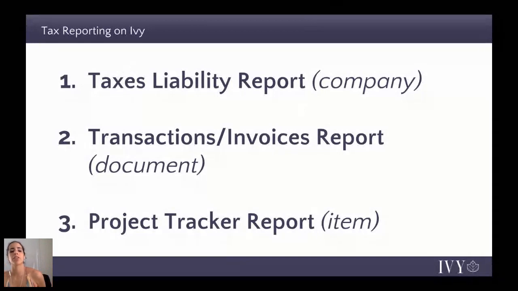And lastly, the most granular tax reporting that we have on Ivy is your project tracker report. And I love the project tracker. Anybody who joins these webinars knows how much I love the project tracker. We have a full hour-long session just on the project tracker. That's how much I could talk about it. And the project tracker will show you every single product and service on any specific project or across all of your projects. And it provides the tax data per item. So you can essentially compare and contrast all three of these, but these are the three different types of tax reporting that you could pull on Ivy: the company, the document, and the item.